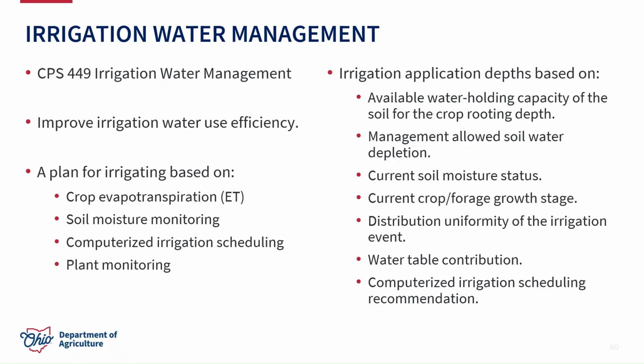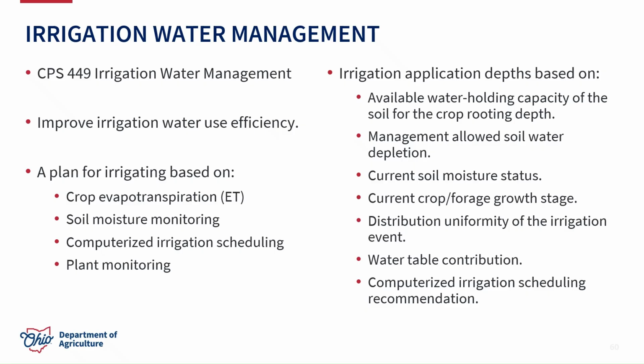A common practice that we'll see implemented along with a micro-irrigation system is an irrigation water management plan under Conservation Practice Standard 449. And really what this plan is put in place for is to improve the efficiency that we're using irrigation water, to make sure we're not under or over irrigating, and knowing how we can manage that allowable depletion zone.